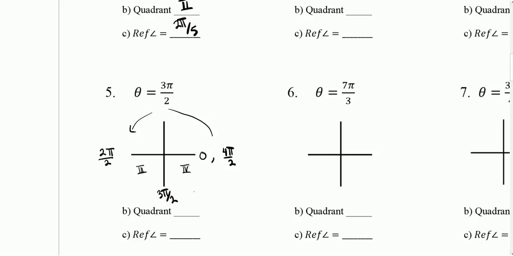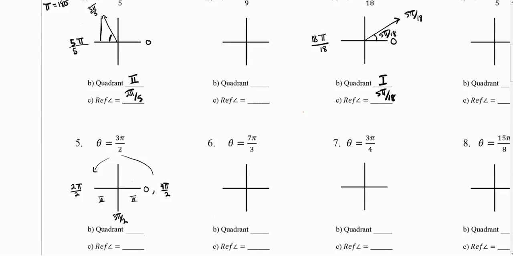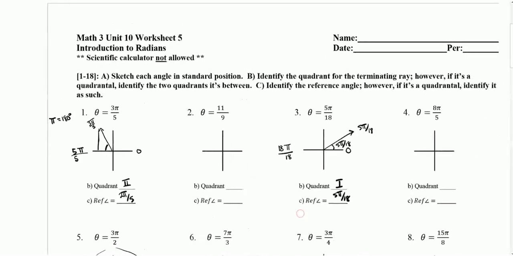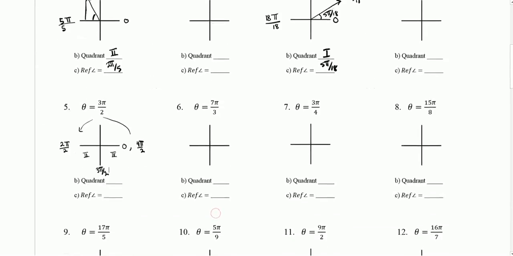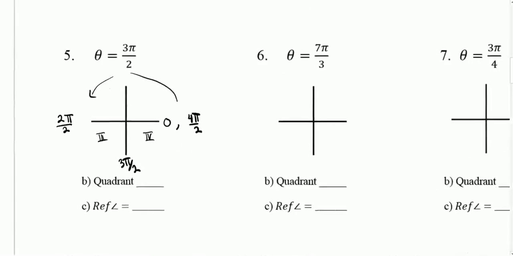So if we look at our instructions, we call that a quadrantal angle, and it says to identify the two quadrants it's in between. So we're going to say between quadrant 3 and 4. And the reference angle, again, in this case, we just label it as quadrantal.